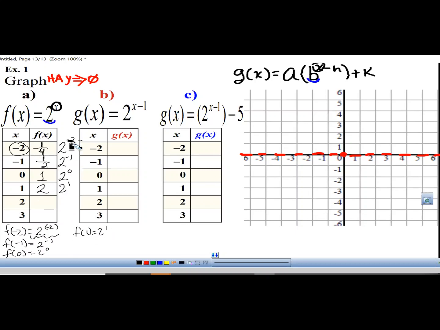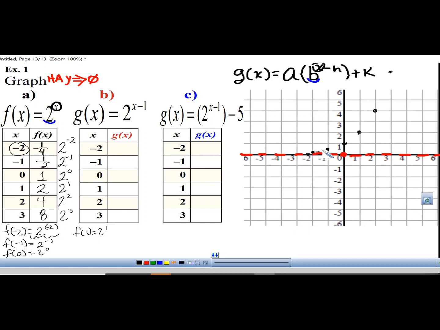If you notice here, 2 to the -2, 2 to the -1, 2 to the 0, 2 to the 1. 2 to the second, well, that's 4. And 2 to the third is 8. All right, let's plot our parent function. -2 and 1/4 is very close to the asymptote right here. -1 and 1/2 is halfway right there. Okay. 0 and 1. 1, 2. 2, 4. And 3, 8.